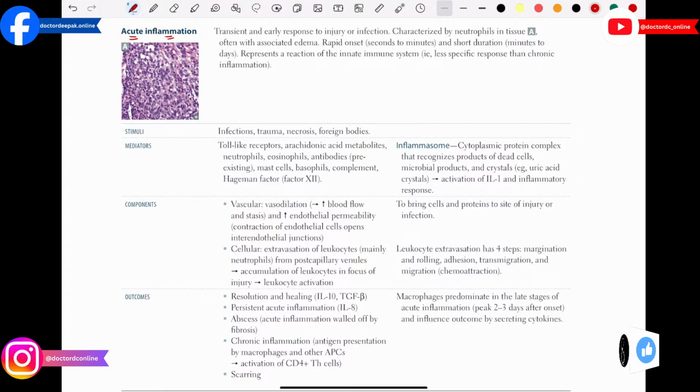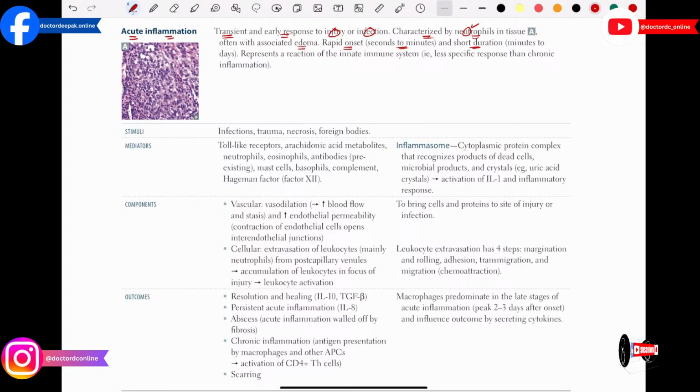Inflammation is the transient and early response whenever there is injury or infection in your body, and it is always characterized by neutrophils in a tissue, and also it is often associated with edema. So when there is inflammation, it is characterized by the presence of neutrophils in the tissue where the inflammation is occurring, and often you get edema in that part of the tissue. Then always remember, acute inflammation occurs with rapid onset. It is a response of seconds to minutes and short duration in your body to eliminate the infection or to eliminate the necrotic tissue or dead tissue.